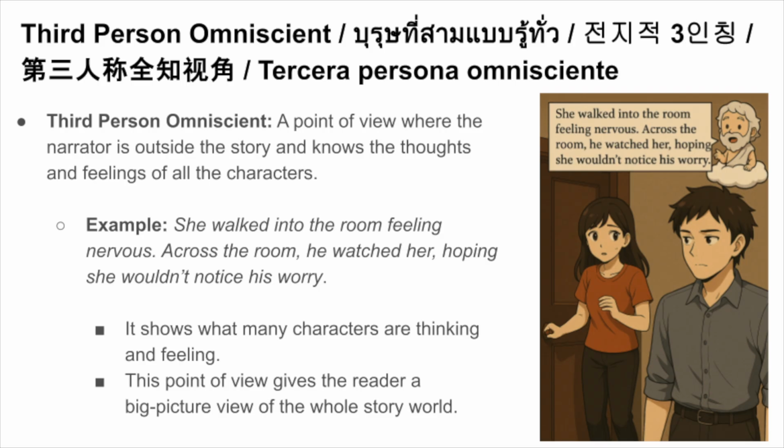Third person omniscient shows what many characters are thinking and feeling. It gives the reader a big picture view of the whole story world. Where to look. Notice that we are told what more than one character feels or thinks. Pay attention when the narrator moves from the statue to the bird and then to people in the city.